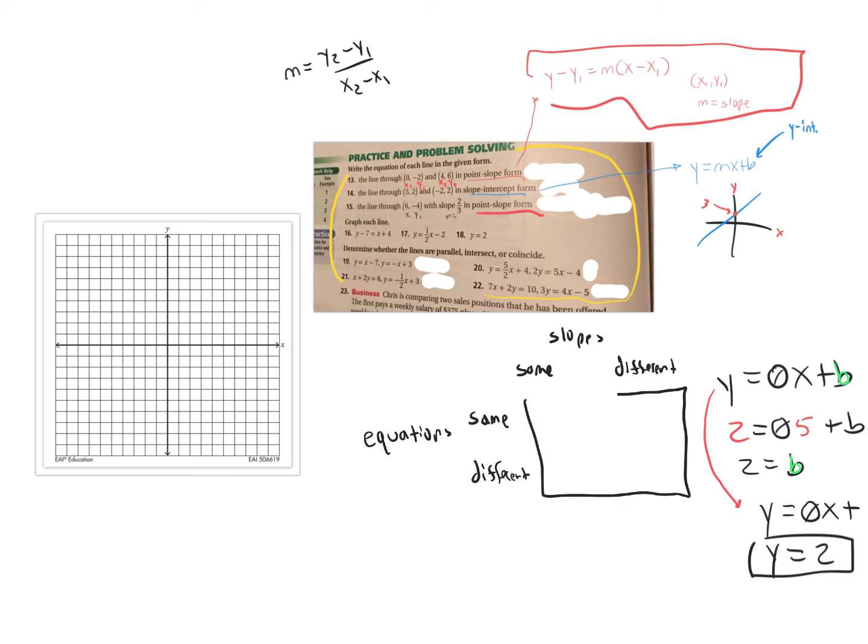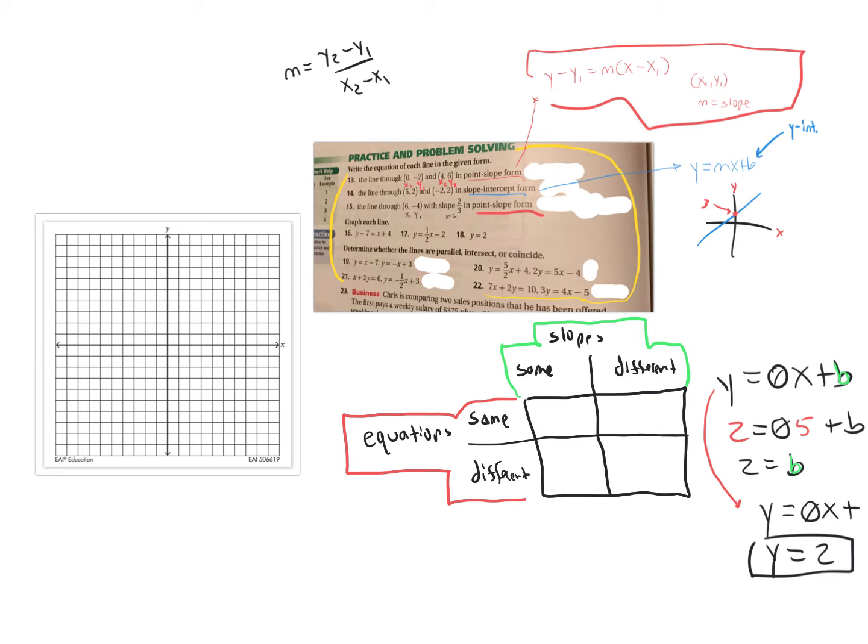Now, we could create a two-way table here. All right, I'm getting fancy. This has to do with the equations being the same or different, and this has to do with the slopes being the same or different. Now, if the slopes are the same and the equations are the same, then the two lines coincide. If the slopes are the same and the equations are different, then they are parallel. If the slopes are different and the equations are the same, it intersects. And if the slopes are different and the equations are different, we also say it intersects.